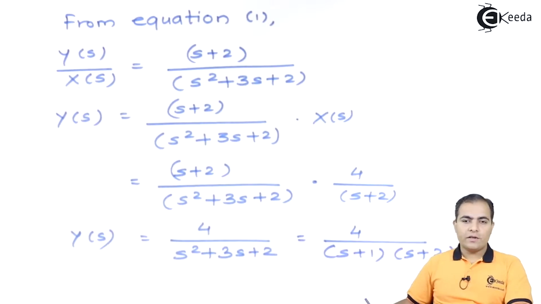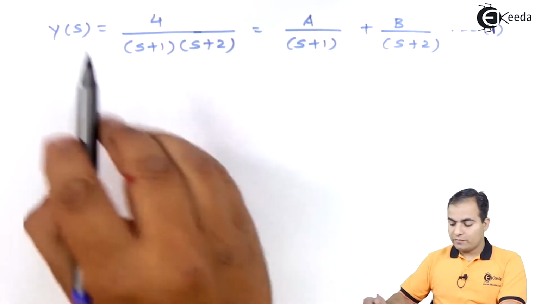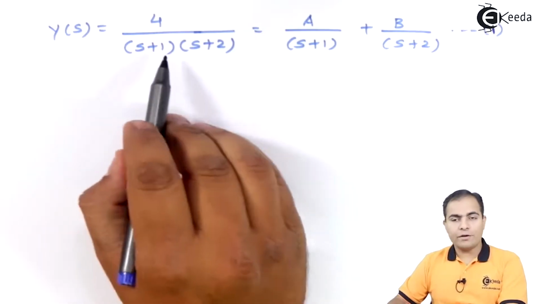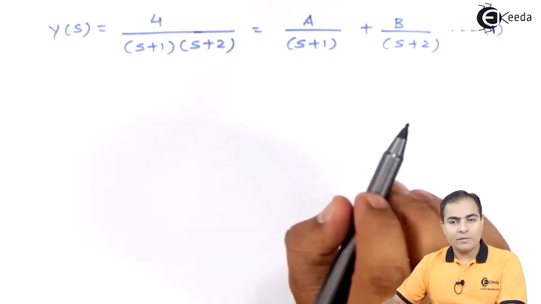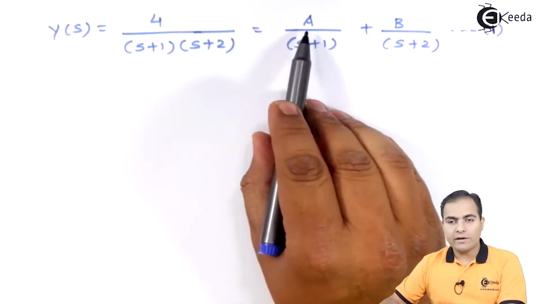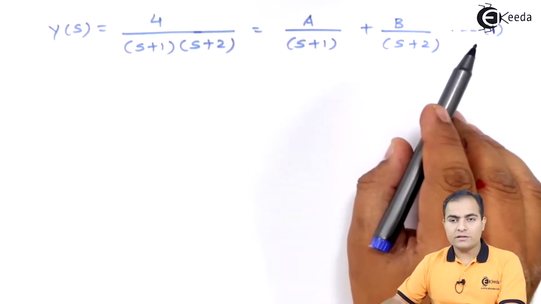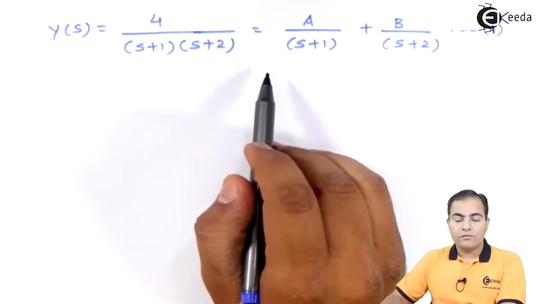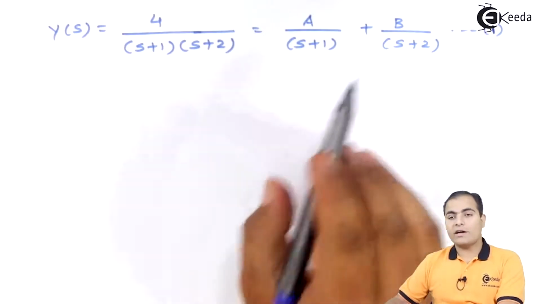Now, what is our next step? We will assign variables and then move on to partial fractions. My y of s was 4 by s plus 1 times s plus 2. Now we have two poles, so of course we'll use two different variables. This will be my equation number 1, because after getting the values of A and B, we have to substitute them somewhere. That's why I have marked this equation as 1. Now, what we have to do is multiply the left hand side denominator part on the right hand side.